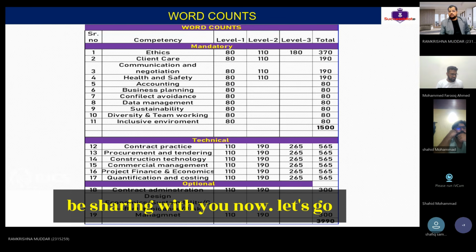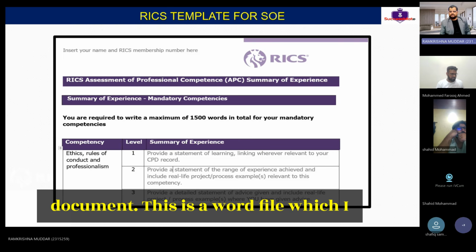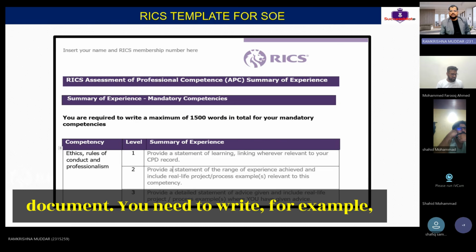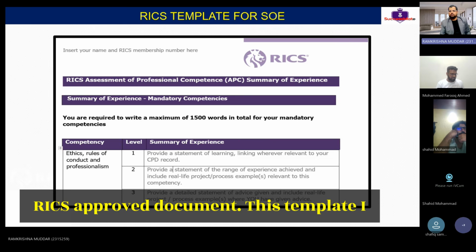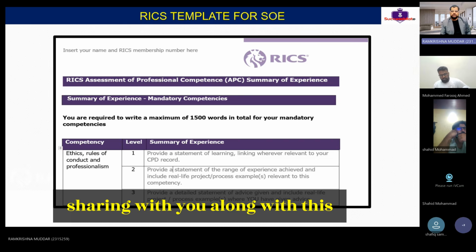Now let's go to the next slide. This is the Word file which I will be sharing with you. In this document, you need to write, for example, see, mandatory 1500 words is there. This is the RICS approved document. This template I have already downloaded. I will be sharing it with you along with these documents.